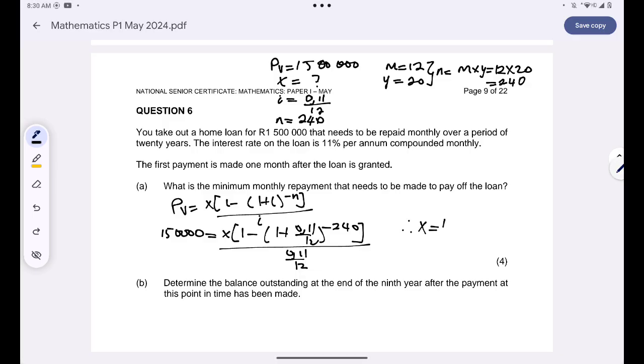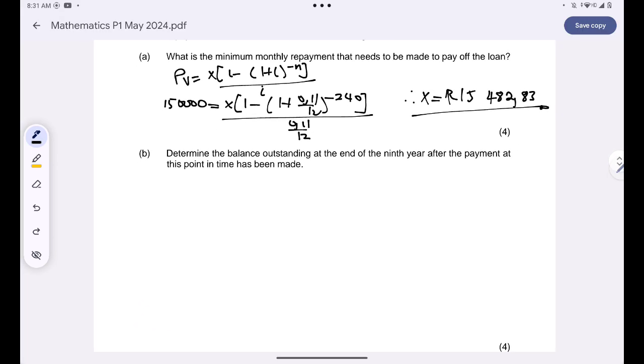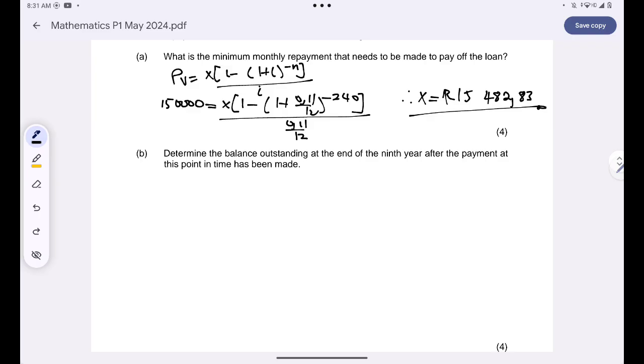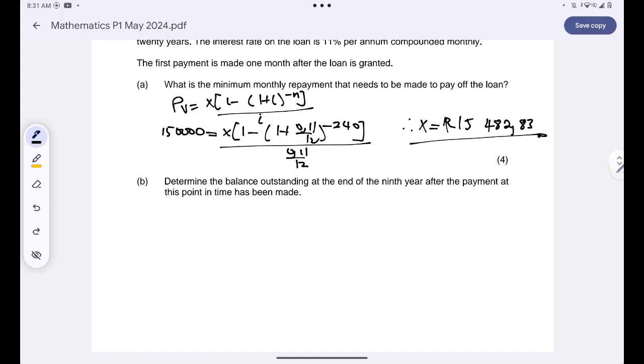I find my X to be equal to 15,482 rands 83 cents. Okay, now I'm asked to determine the balance of the loan at the end of the 9th year after the payment at the point in time it was made.